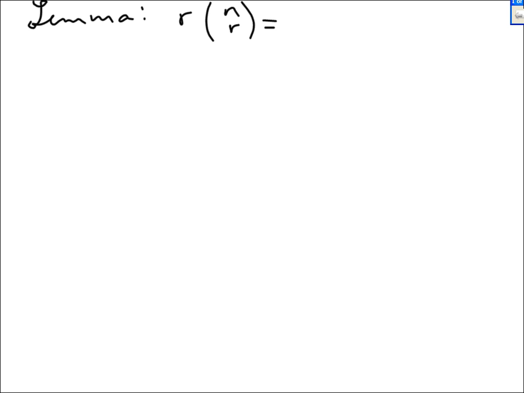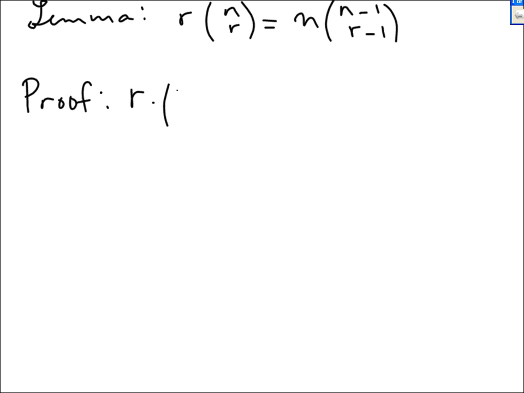random variable will be. It turns out that r times n choose r should be n times n minus 1 choose r minus 1. So to prove this, we compute the left side, we compute the right side, and we show they're equal.